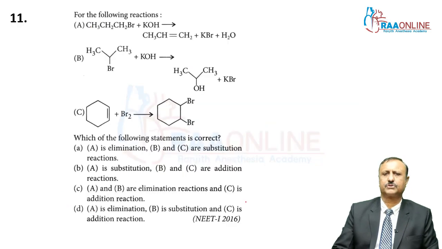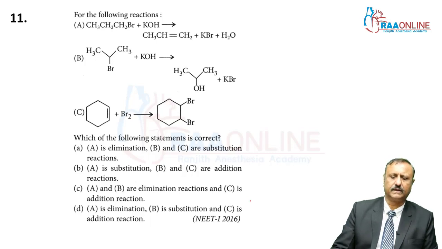Now we can go to question number 11. Here, my dear students, you can see this question easily. It's a very easy question. In the following reactions, number 1: CH3CH2CH2Br plus KOH gives CH3CH=CH2 plus KBr plus water. Now the question is which of the following statements is correct?